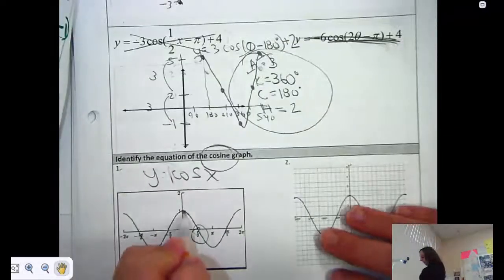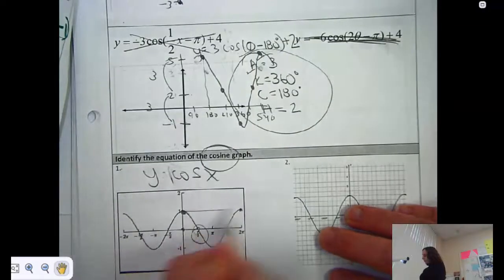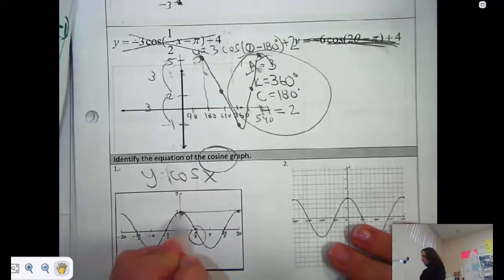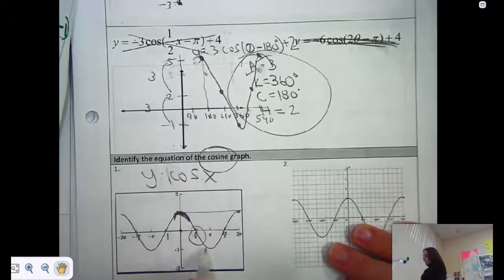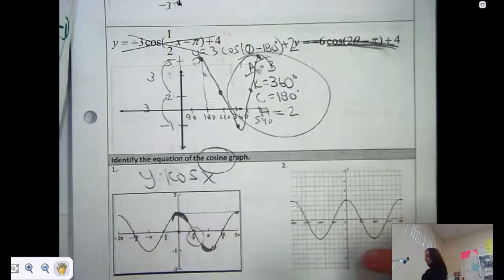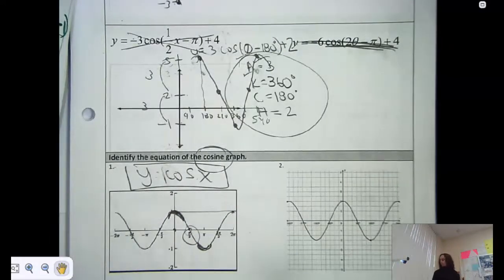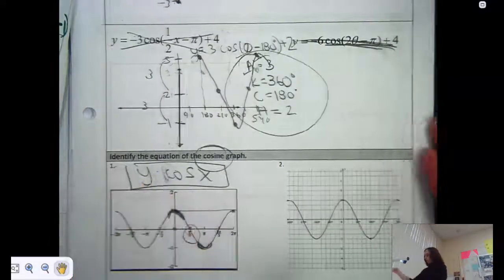The distance from hump to hump is supposed to be 2 pi. Oh, well, it is 2 pi, so I don't need anything there. And the top of my hump is exactly where it's supposed to be, and the bottom of my hump is exactly where it's supposed to be. So this is my parent graph. Okay? Let's do the next one.